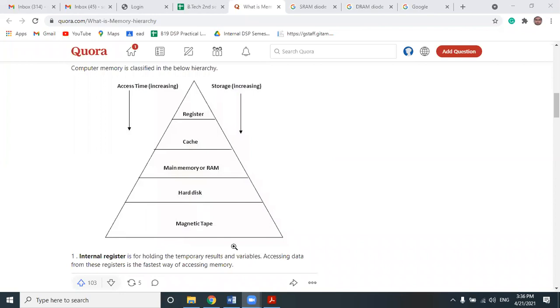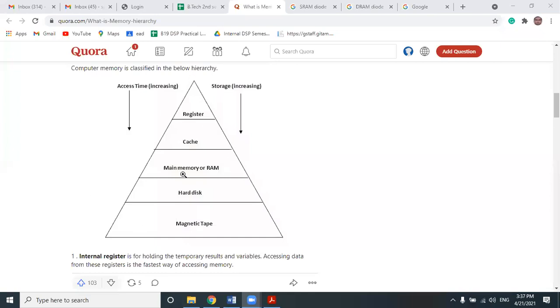built based on 3 parameters. What are those 3 parameters? Very important. The first parameter is the size of the memory. The second parameter is the cost of the memory. And the third parameter is the speed of the memory, or accessing time, whatever you say.